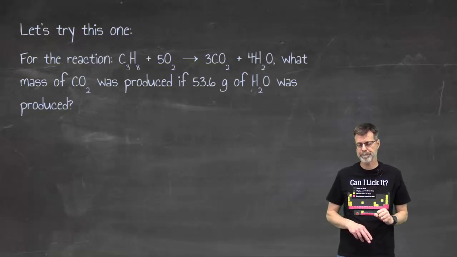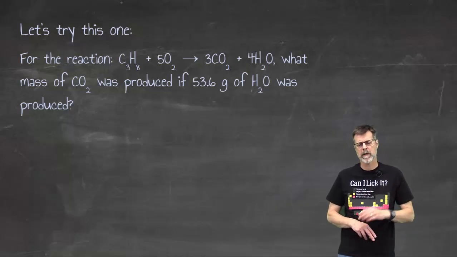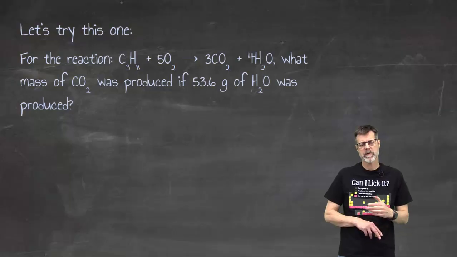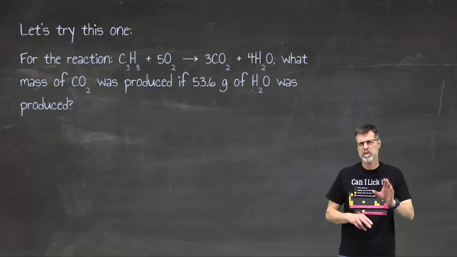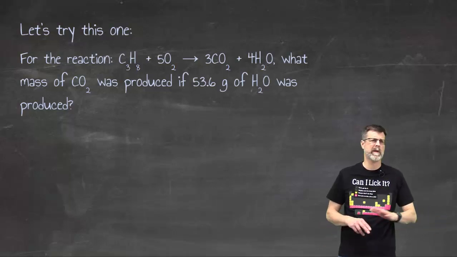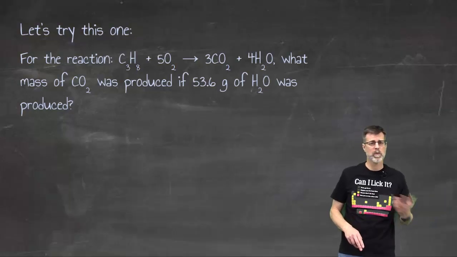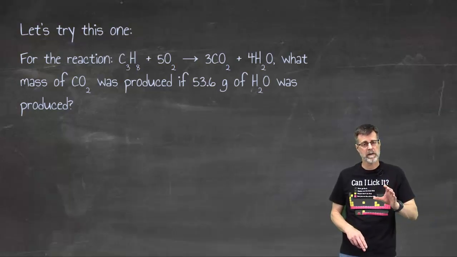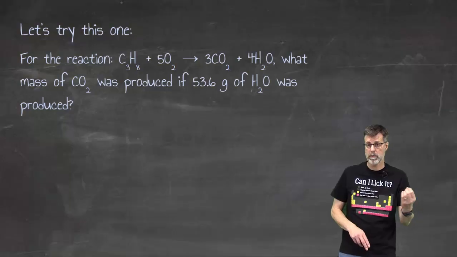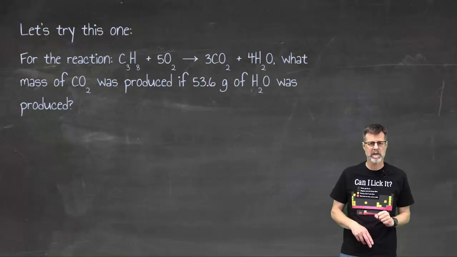Okay, let's try one for this. So a different reaction, because why not? What mass of carbon dioxide is produced if 53.6 grams of water were also produced? And I want to just pause here for a second and say, with stoichiometry, it doesn't matter how big the reaction is, how many reactants, how many products there are, or how many balancing numbers there are. It doesn't matter if it's 2 reactants, 2 products, 1 of each. We're always going to do exactly the same thing. It's always one thing that we know and one thing that we're looking for. All the other stuff we just assume takes care of itself.